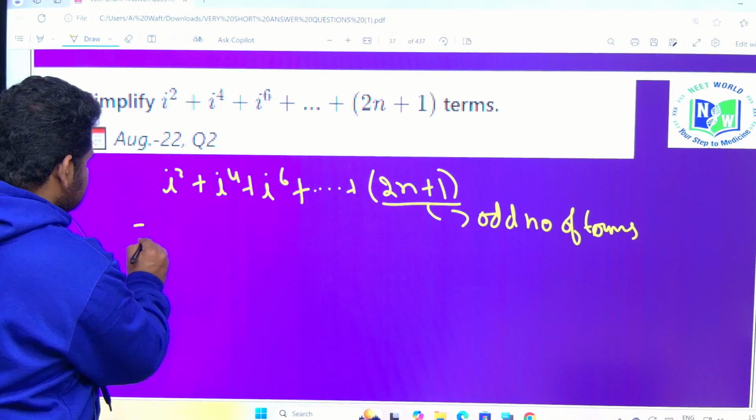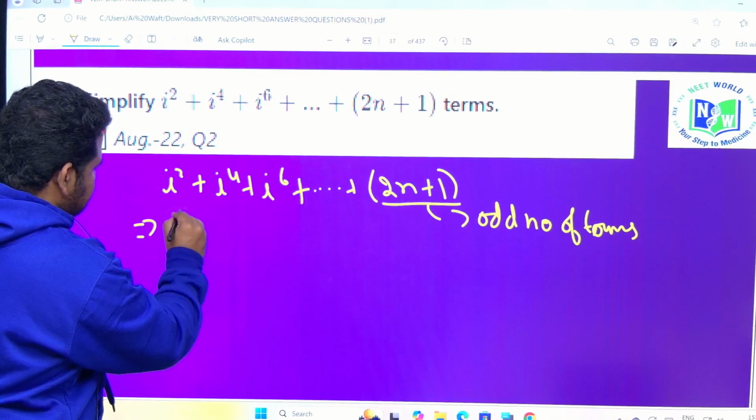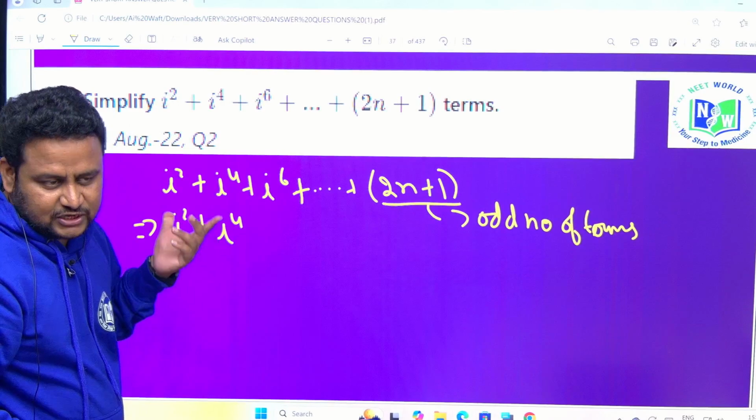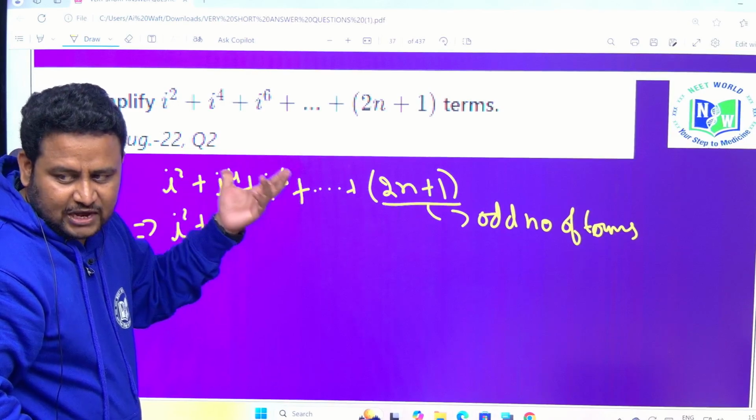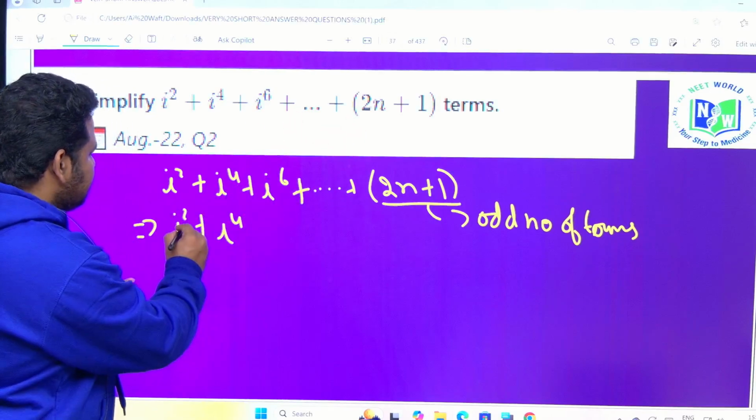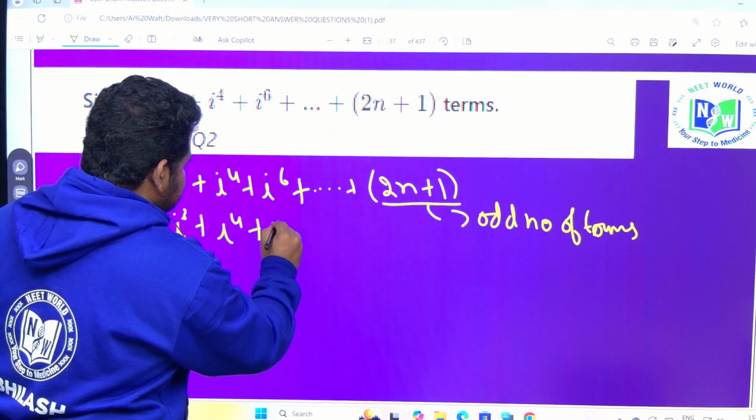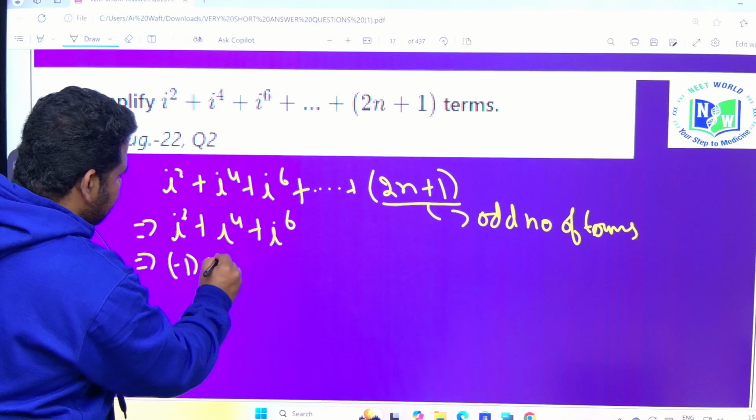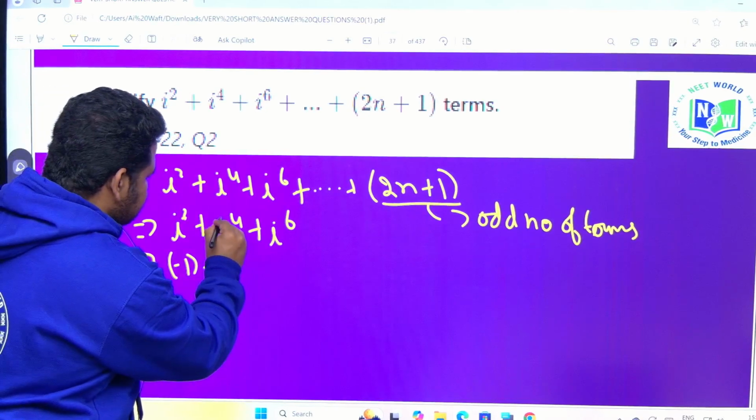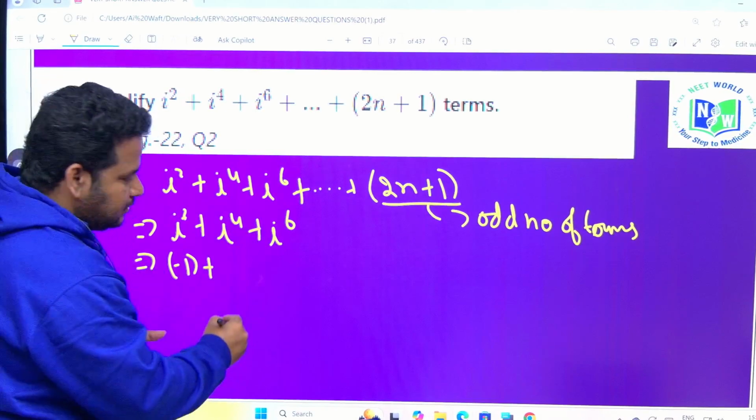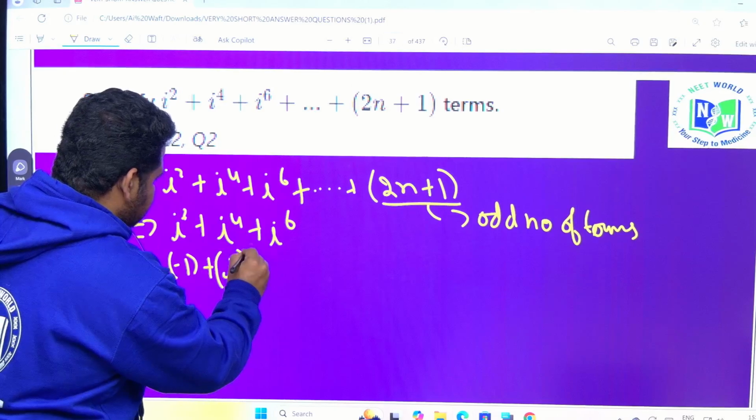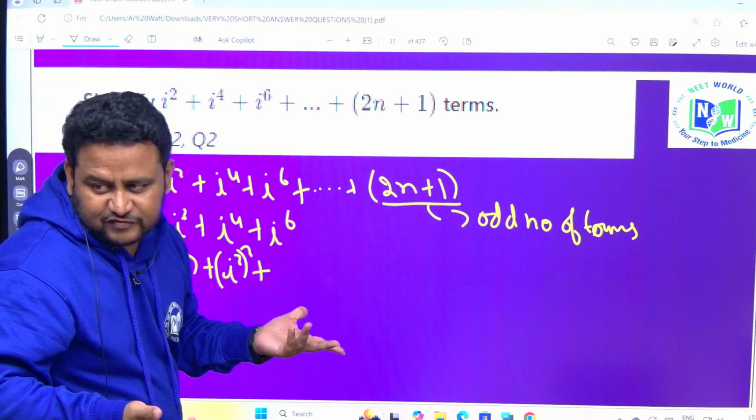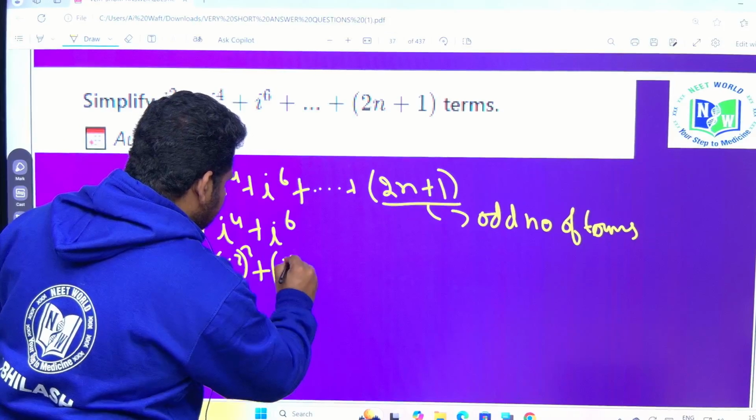Let me take only these 3 terms: i square plus i to the power of 4 plus i to the power of 6. Can I take only these 2? No, because that is an even number of terms. I can take an odd number of terms like 3, 5, 7, 9. i square is minus 1. i to the power of 4 is 1, or I can write it as i square to the power of 2. Similarly, i to the power of 6 is i square to the power of 3.